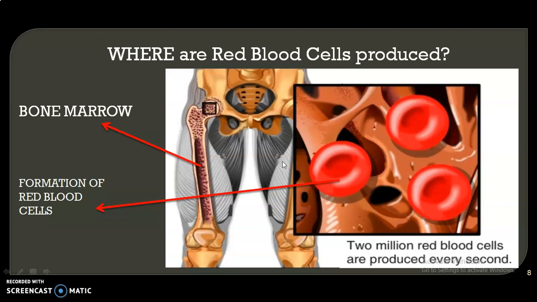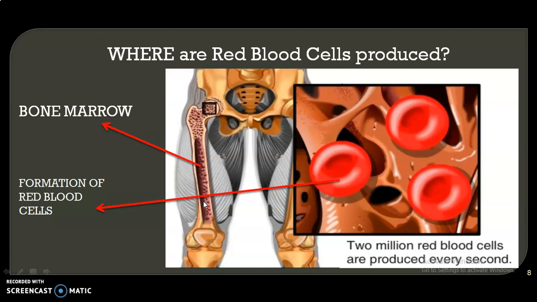This is the image of a man and these are the thighs. The thigh bone contains the bone marrow. Every bone has a marrow, but we have taken the example of the thigh bone here. And this bone marrow produces red blood cells.